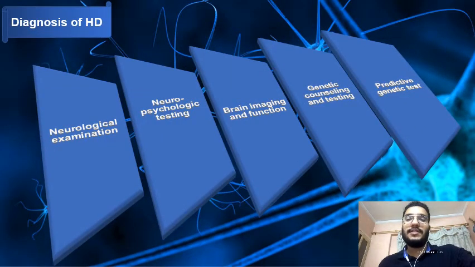Diagnosis of the disease is done by five things. First, neurological examination, like motor symptoms, sensory symptoms, and psychiatric symptoms. Second, neuropsychological testing to test memory, reasoning and language skills. Third, psychiatric evaluation, like coping skills, emotional state and patterns of behavior. Fourth, brain imaging and function by MRI or CT scans. And fifth, genetic counseling and testing.